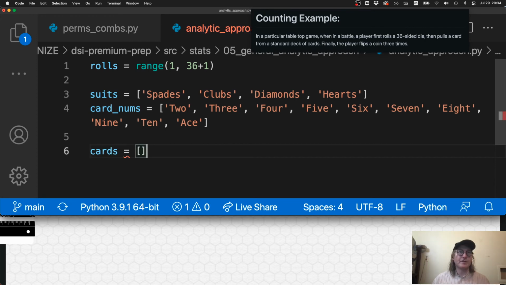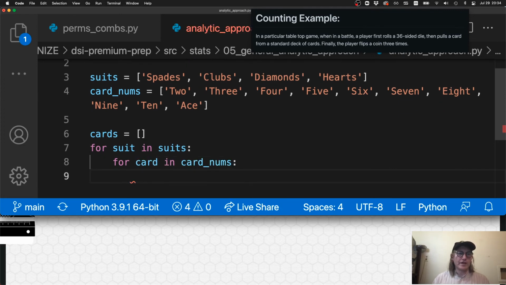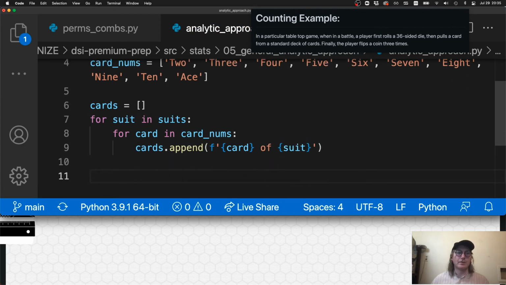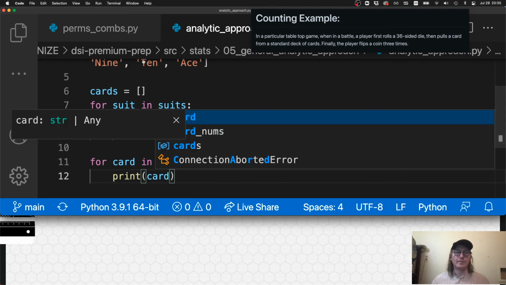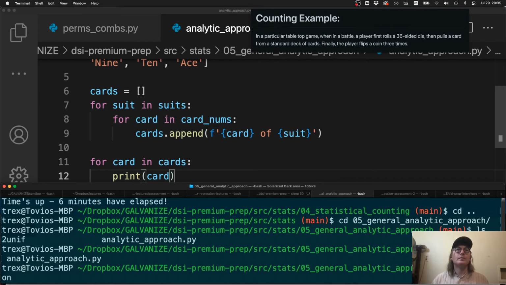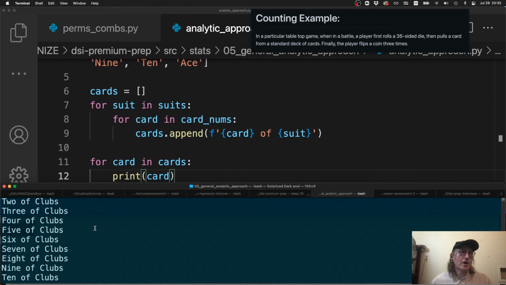And if we want to construct this deck of cards, we can say for suit in suits, for card in our card numbers, we can just say cards.append, and I'm going to append this as a string, card of suit. So that's pretty straightforward. If we want to just show that this is working, we can do that. And we have a deck of cards, right? 4 of clubs, 5 of clubs, 6 of clubs, 7 of clubs, 10 of clubs, ace of clubs.